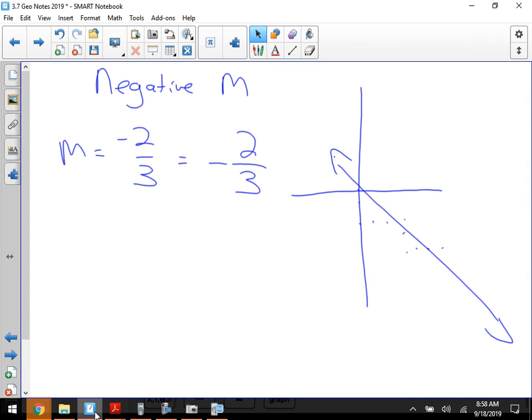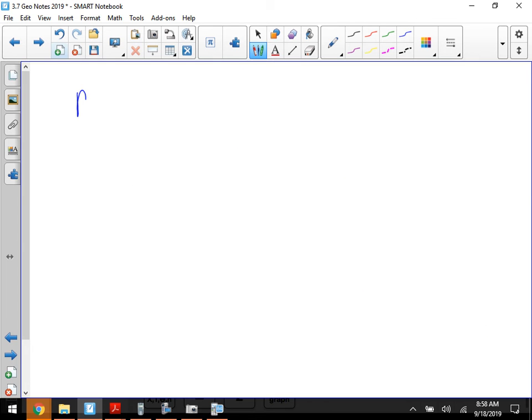Okay. Anyway, back to this. So negative slopes go down and right or up and left, which means the same thing. Positive slopes go up and right or down and left. And then you have your horizontal lines, when your slope is 0. This is a horizontal line.